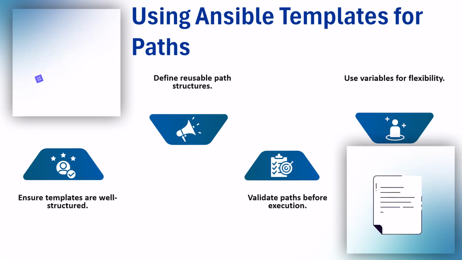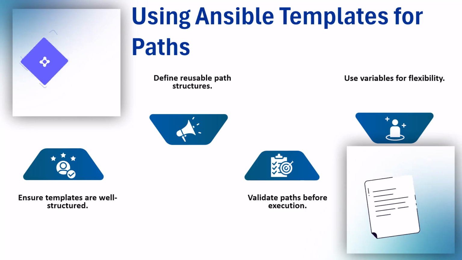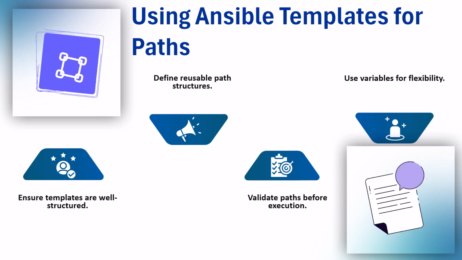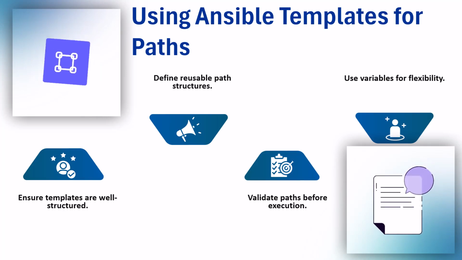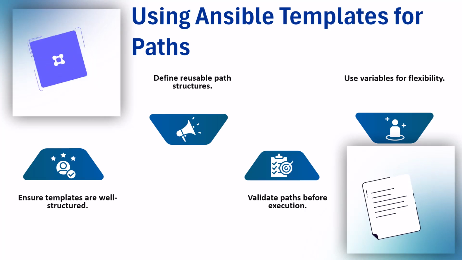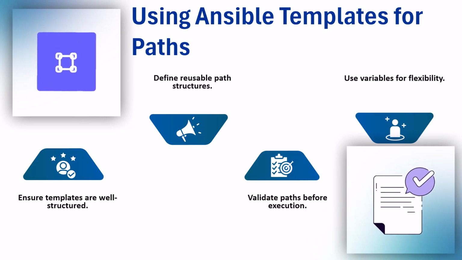Ansible templates, your best friend for automation. Define paths smartly, so you aren't reinventing the wheel. Variables add magic, making things dynamic. Structure matters. No one likes messy templates. And always validate paths, unless you enjoy debugging for hours.